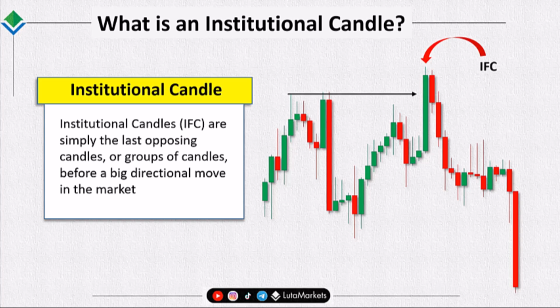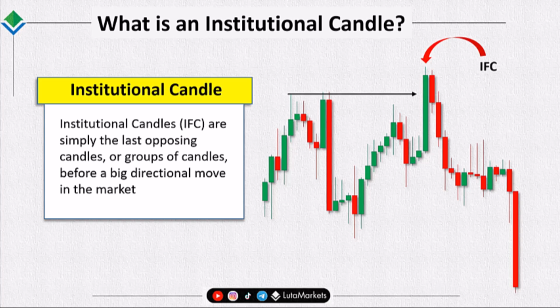Here's an example. Let's say institutions want to sell at higher prices. To do that, they need retail traders to buy from them. So, they'll push the price higher, trigger the stop losses of those already in sell positions, and get more people buying into the market. This creates liquidity that the institutions can use to sell their positions at better prices. In a nutshell, the institutional candle is part of a liquidity sweep to grab orders from retail traders. This is often referred to as the accumulation manipulation distribution, AMD, process.